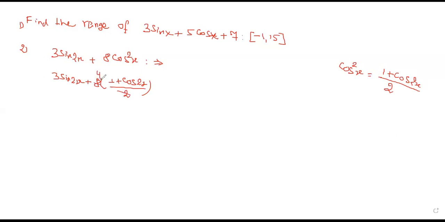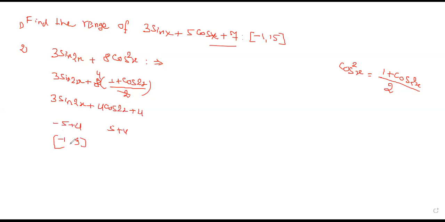So 4 times 8, it means it will be 3 sin 2x plus 4 cos 2x plus 4. Now, it is the same as part 1, so its answer will be minus 5 plus 4, that is, minus 1 to 9. Okay? Okay, Sufyan?